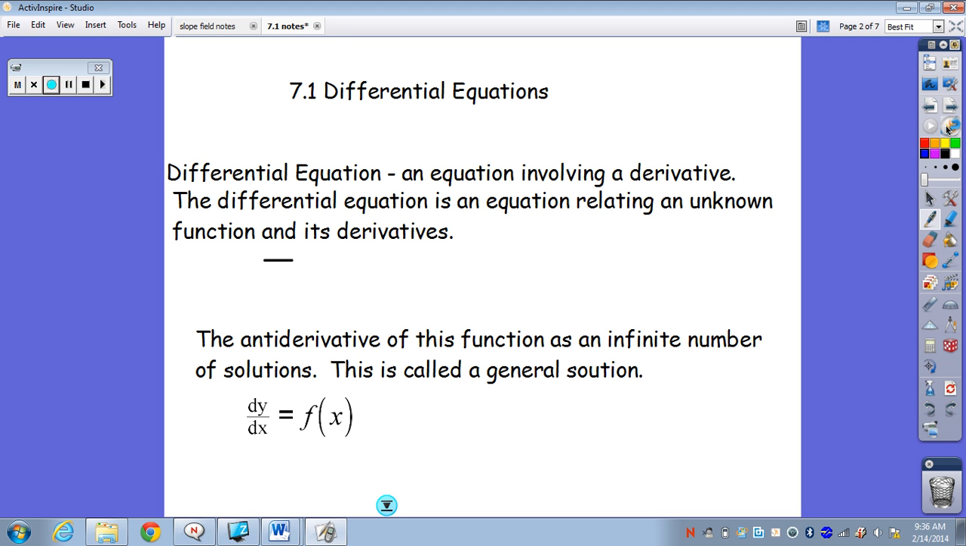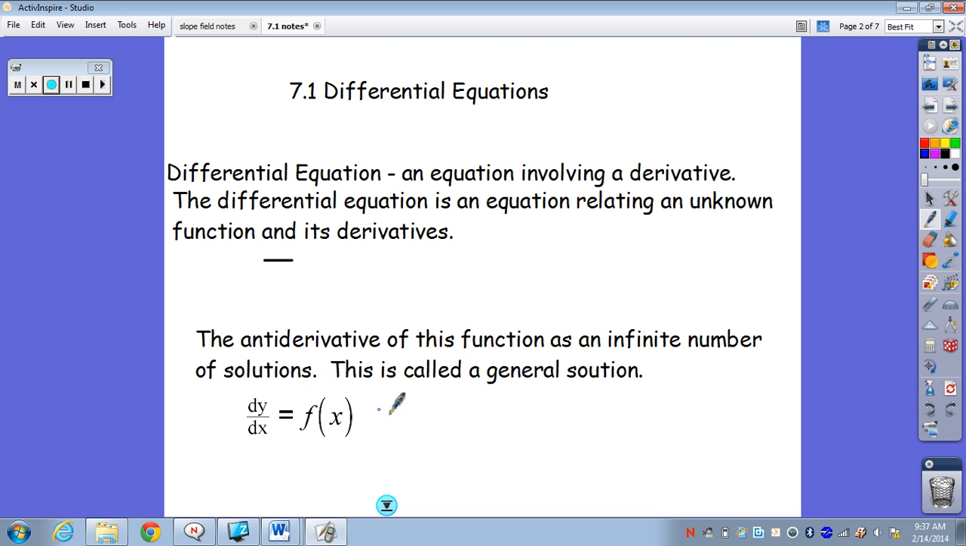The second thing we're going to do is from 7.1. It's on differential equations. So we've done stuff with differential equations. Differential equations are an equation involving a derivative. Okay? And the differential equation relates an unknown function and its derivative. So they usually write it like down here, dy/dx is equal to f of x. Okay, and then the antiderivative of this function has an infinite number of solutions. And this is called a general solution.